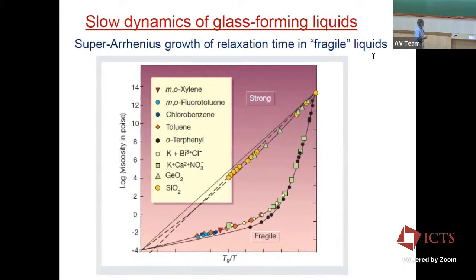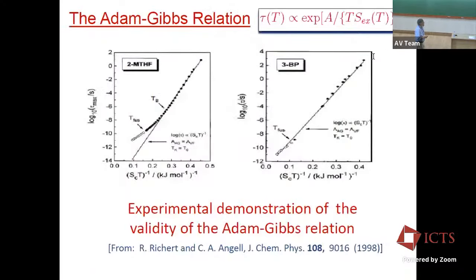This is the behavior that I'm talking about. The log viscosity as a function of inverse temperature. Arrhenius would be a straight line in this plot. Now you see a substantial curvature, and those are the fragile liquids, and there this VFT form is supposed to work. And here is a picture of this Adam-Gibbs relationship. As you can see, for some liquids one can measure the excess entropy, and the time also one can measure. And this relationship is satisfied in some of these liquids.